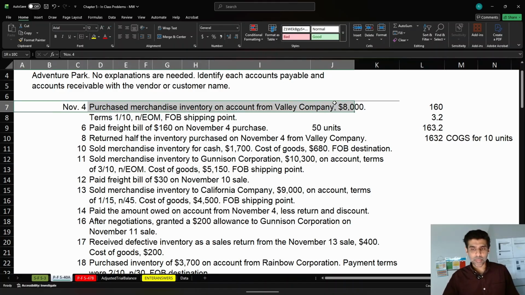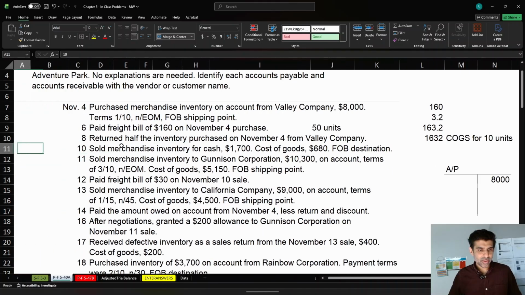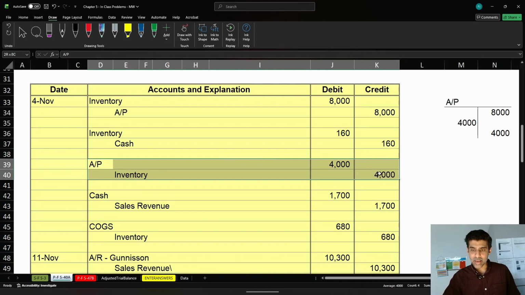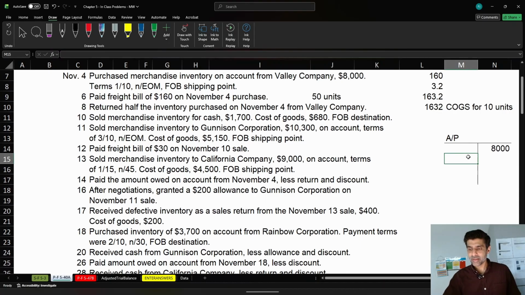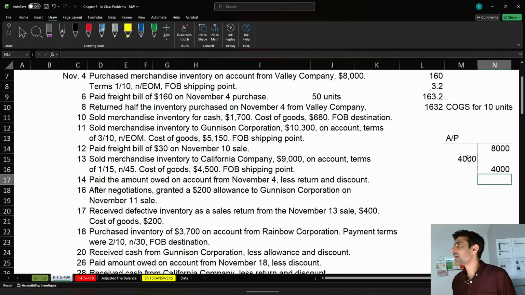Okay, so initially we had an account payable for 8,000. So we started off at 8,000. From this return, if you look back, we had a debit to accounts payable of 4,000 because we returned half of it. So right now, our total outstanding balance is 4,000. Everyone good with that? And of this, how much cash are we going to pay them? We know that this is going to go to zero because we're going to pay them off.